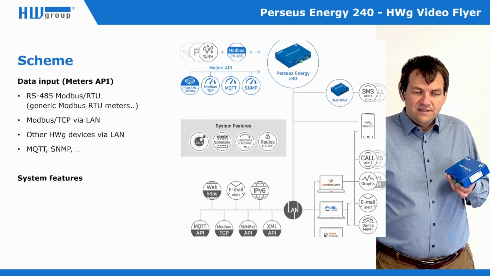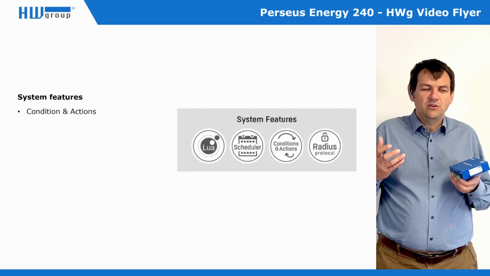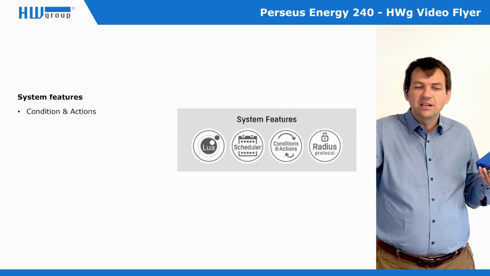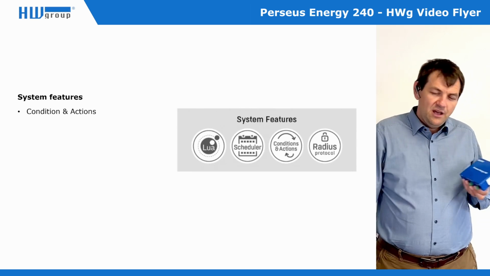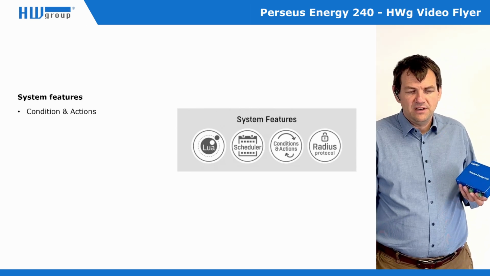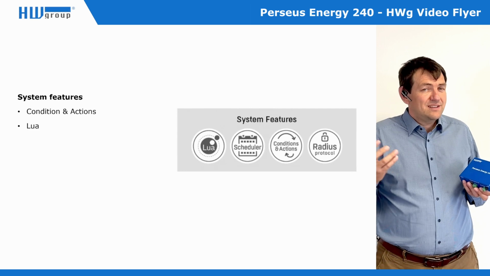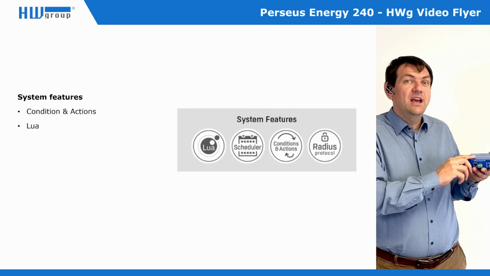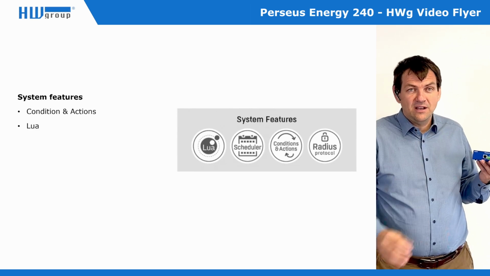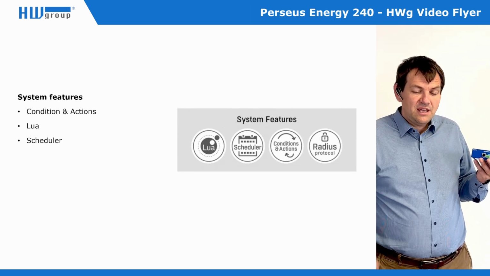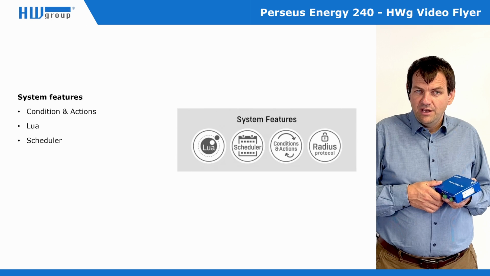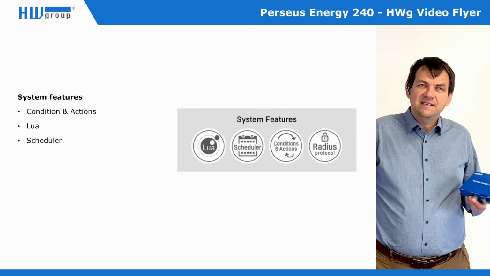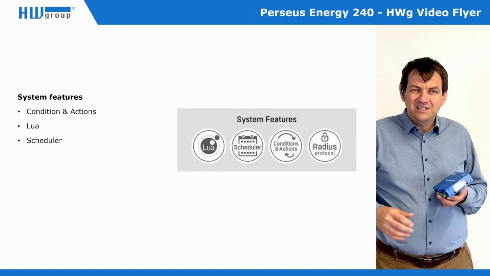In the system features you can see something about the conditions and actions. So if this value is that, then send this command, or even write to the Meters API to send a command over RS-485 or something like that. There is a simple Lua scripting. So the scripting is inside the device. You can define some easy calculations of what will happen. And above all, of course, there is a scheduler. Scheduler in Perseus is very essential stuff, so you can define what will happen at a certain time based on the week or based on the day and things like that.